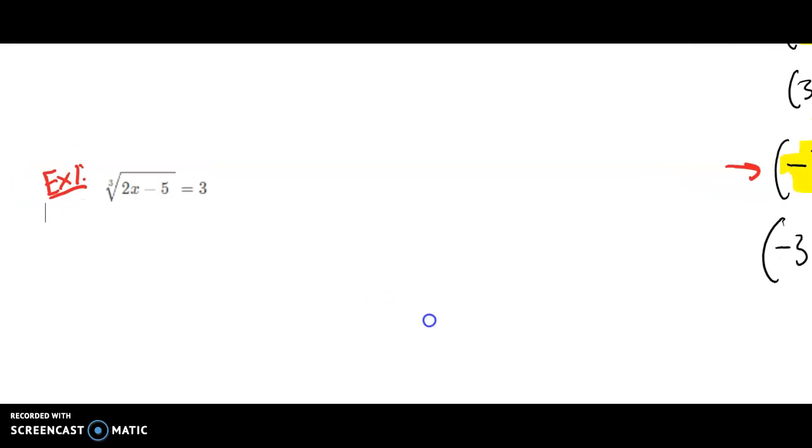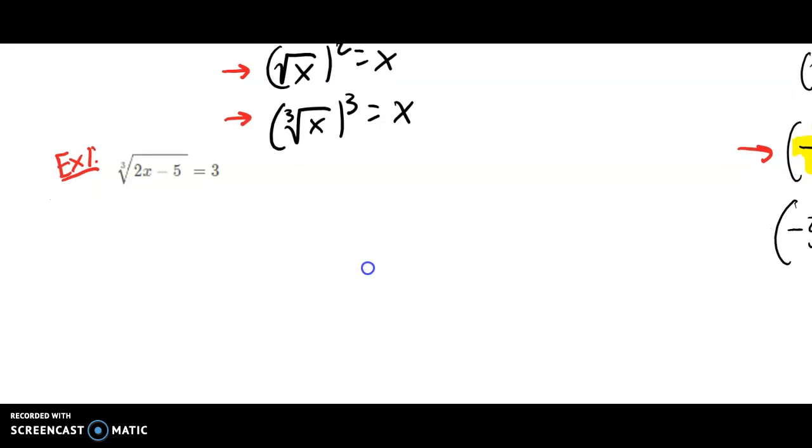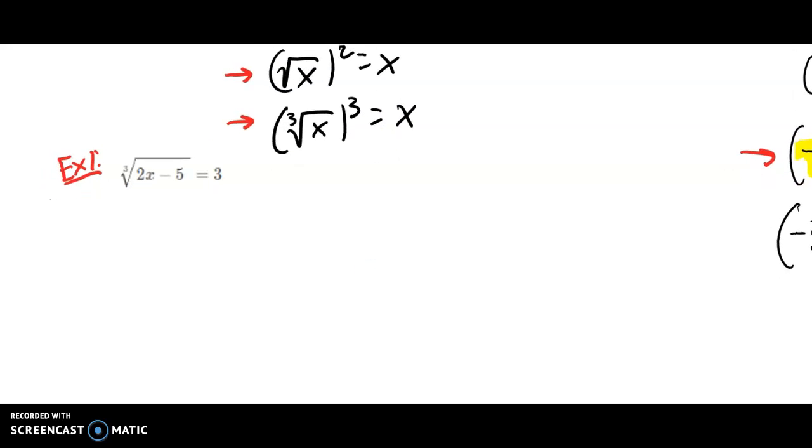Okay, much like how if I square a square root, it cancels, if I cube a cube root, it cancels. So I need to square both sides here. I said square, I meant cube. We're going to cube both sides.